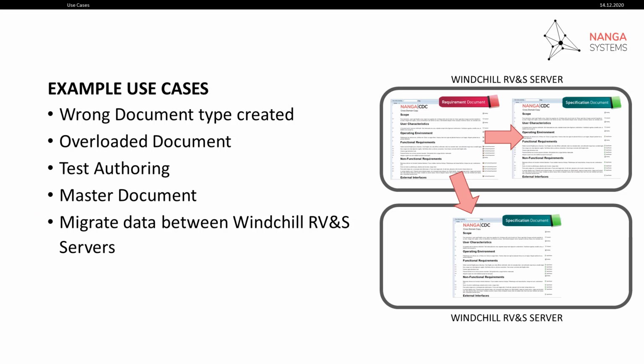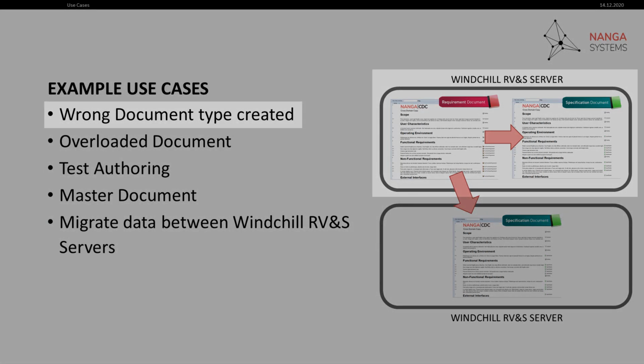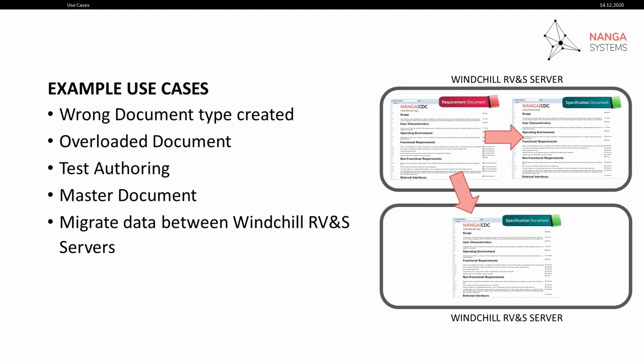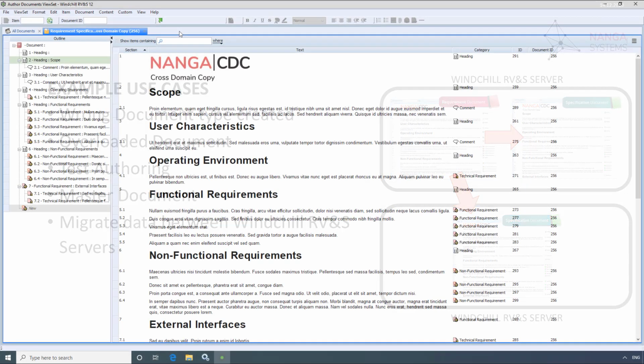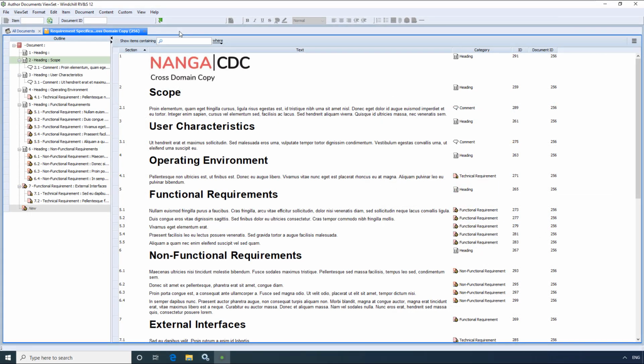By way of a simple example, we'll take the first use case here and look at a scenario where we've incorrectly authored a requirement specification document and we then need to copy it to a design specification document. Here in the Windchill RV&S UI, we have our requirement specification document open in the document view and the NANGA Cross-Domain Copy custom action available on the toolbar.